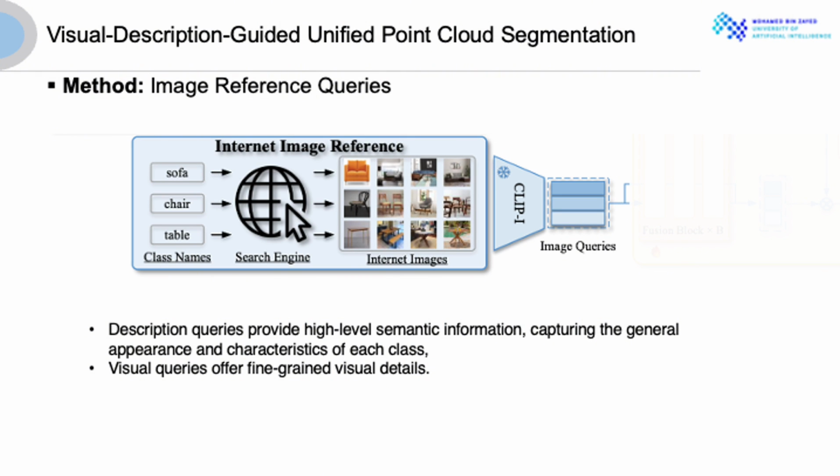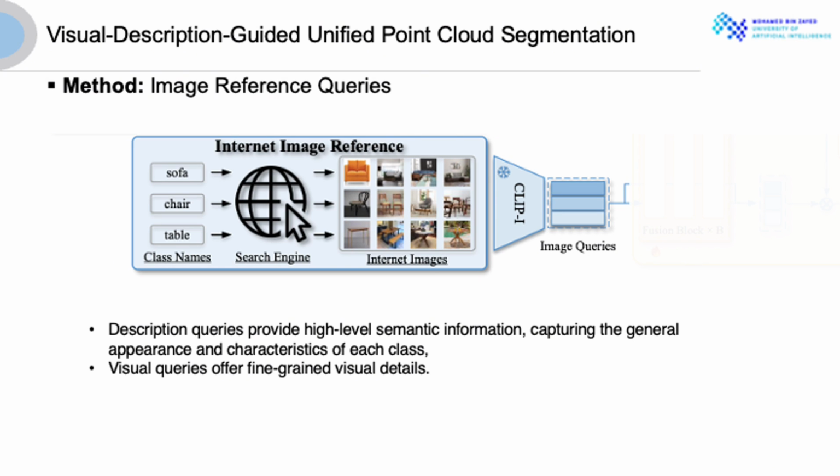Unlike previous methods that rely on paired multi-view images, our approach directly collects a set of reference images for each category from the web. We then extract their features using the image encoder of CLIP, which greatly reduces the need for costly annotations. In our model, we combine two types of queries. The descriptive queries provide high-level semantic understanding, while the image queries supply fine-grained visual details.